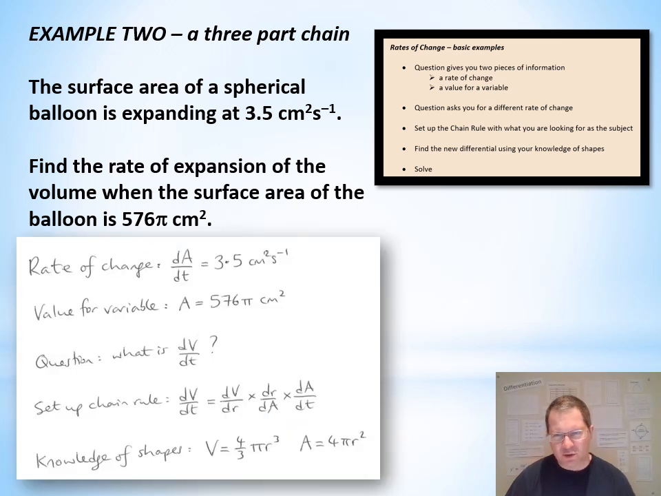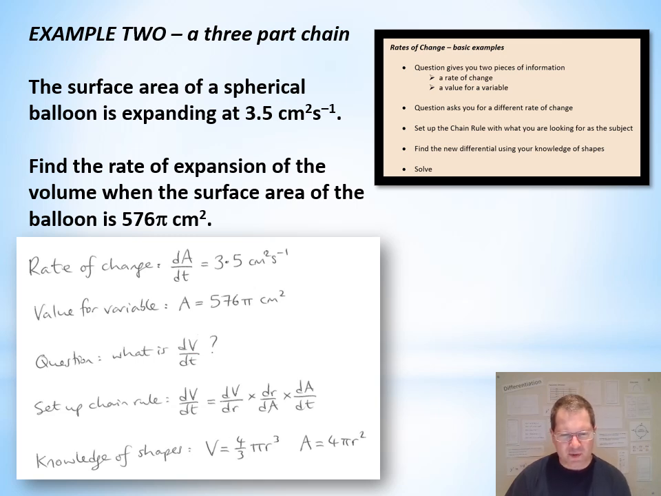So again, we've been told a rate of change. In this case, it's dA by dt, because the surface area is expanding. So 3.5 centimeters squared per second. And again, we've got a variable. In this case, it's the area again, 576 pi centimeters squared. And the question this time wants us to find dV by dt, the rate of expansion of the volume.